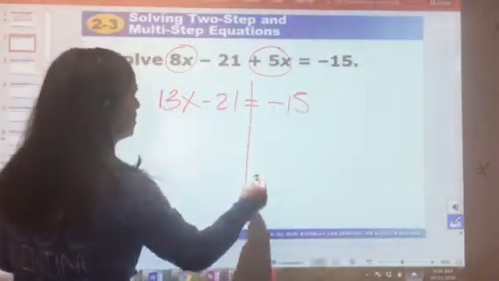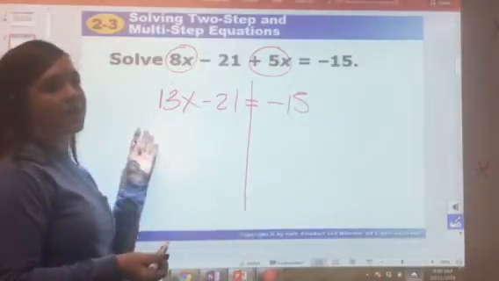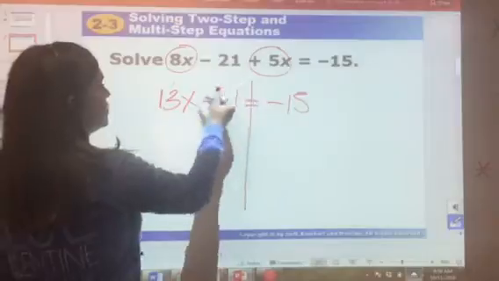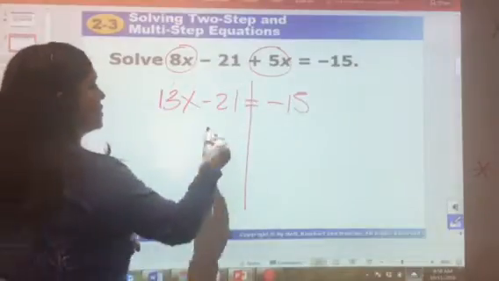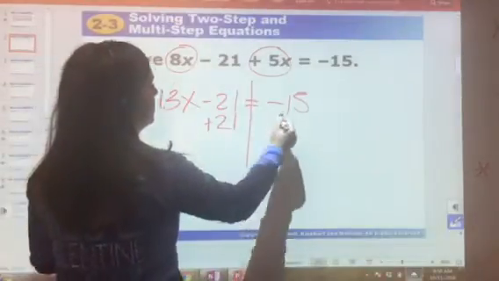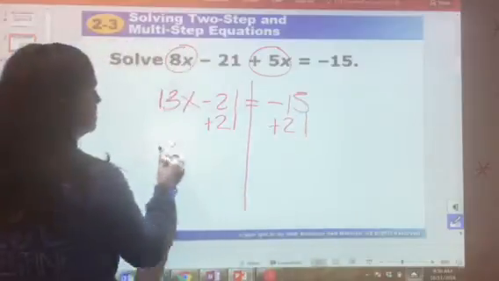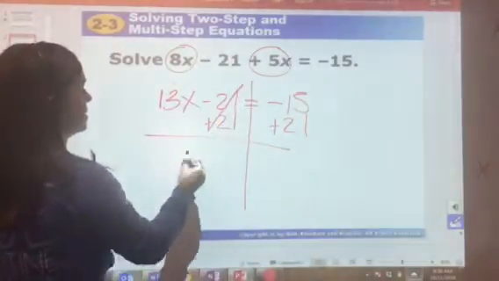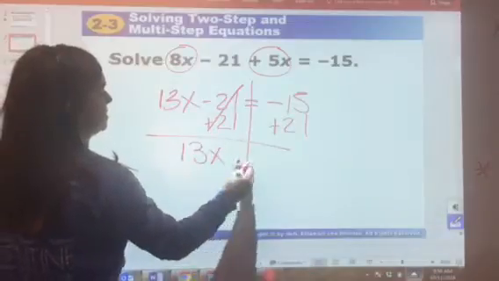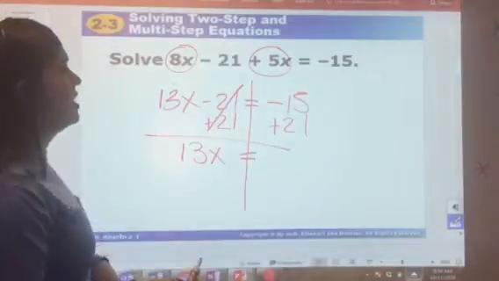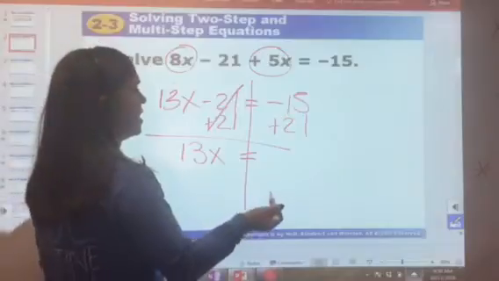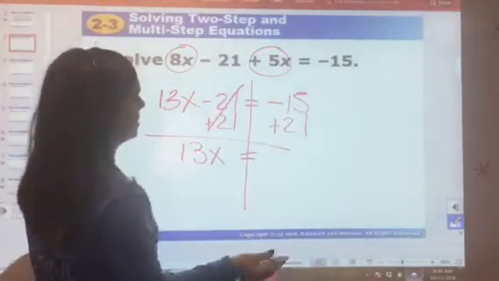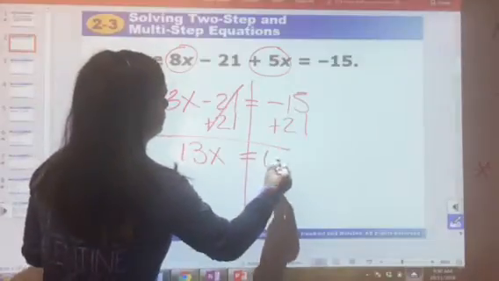So I'm going to actually draw my line for my equal sign, because what I do to one side is what I'm going to do to my other side. So I have a negative 21. How would I get rid of my negative 21? I'm going to add 21 to both sides. So negative 21 plus 21, these are going to give me a 0. I still have my 13x on this side. So negative 15 plus 21, these are opposite signs. I'm going to subtract and keep this sign. So that's going to give me a 6.